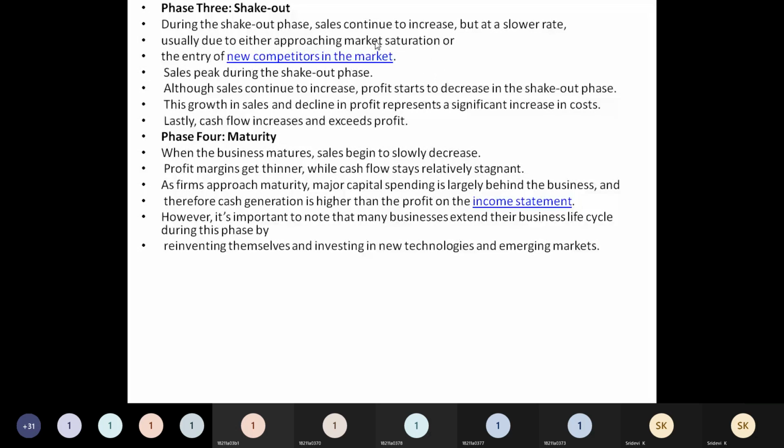So at this stage, they are going to utilize a new technology also, or they are going to enter into new markets. So instead of the existing market, if they find some new market and launch there, like that they can increase their product's life.